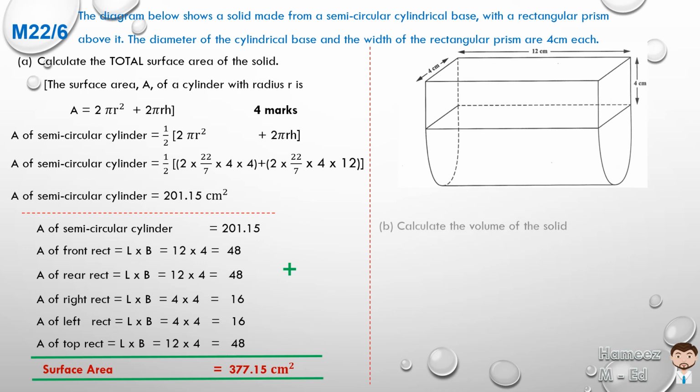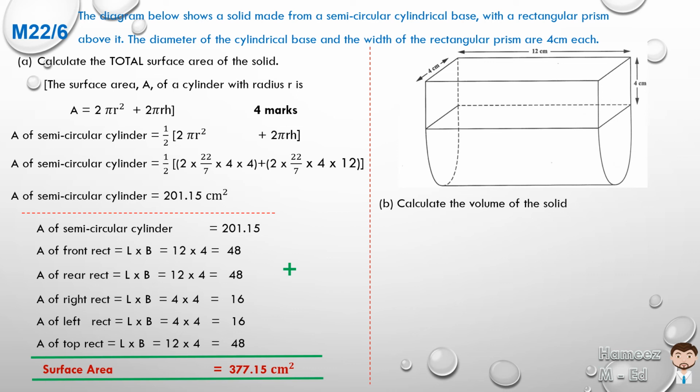Part B. Calculate the volume of the solid. Since this is a prism, then to find the volume of the prism will be the area of the cross-section times the length of the prism, or height. And this is given as the first formula on the formula sheet. So how do we find the area of the cross-section?